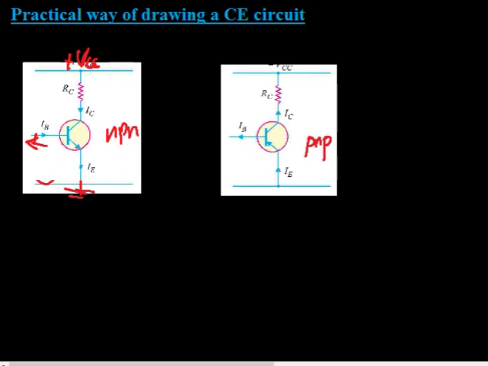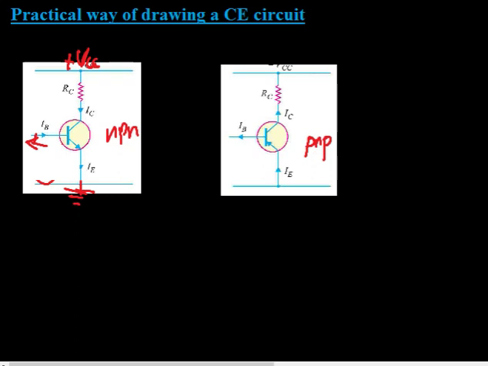Usually in this circuit it is grounded here, and collector is connected to the collector resistance RC, and then is connected to the VCC, the positive terminal of the VCC. So this is the way we can draw a practical circuit for a common emitter NPN transistor.